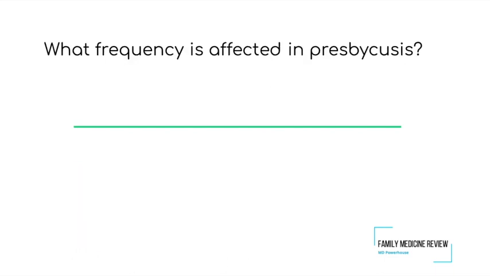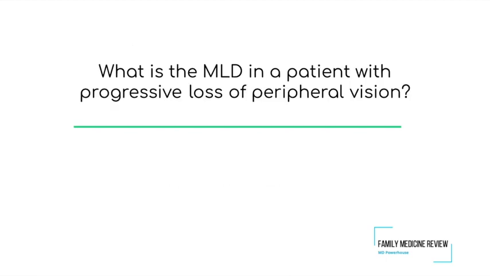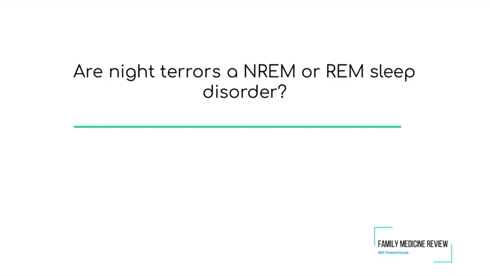What frequency is affected in presbycusis? High frequency. So they have sensorineural hearing loss. What is the most likely diagnosis in a patient with progressive loss of peripheral vision? Glaucoma. Are night terrors a non-REM or REM sleep disorder?